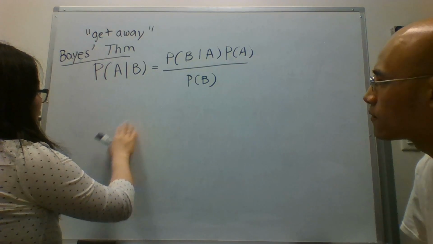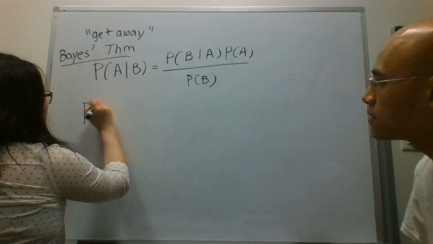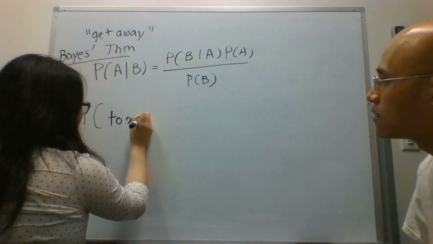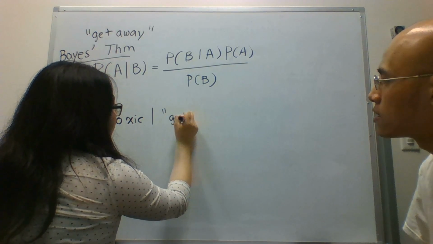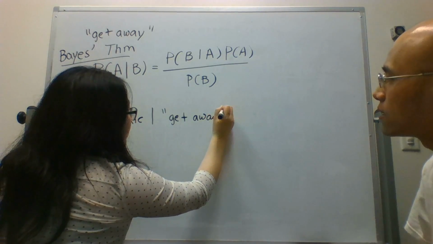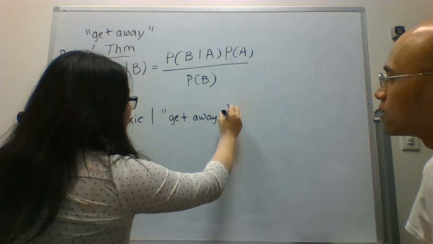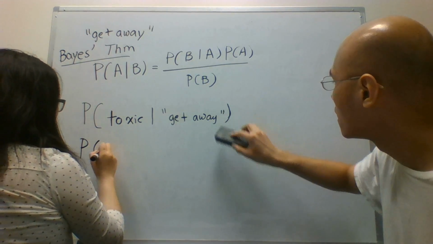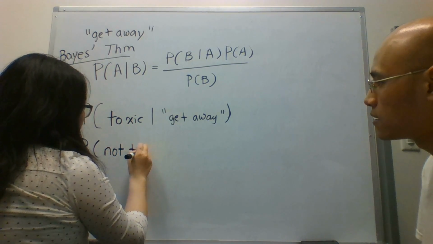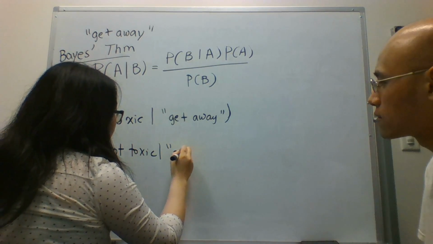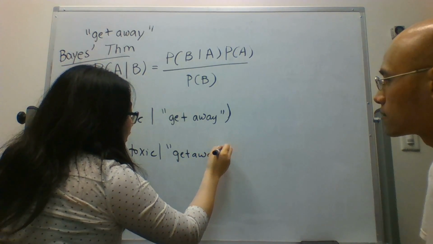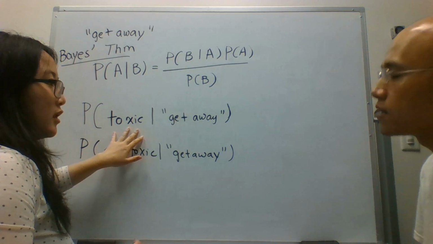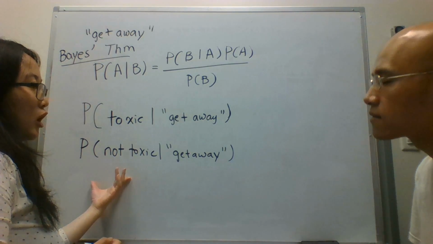Ultimately, what we are interested in is the probability of the phrase we encountered being toxic. So given the phrase "get away," we want to see what's the probability that it's toxic, and we want to compare this against the probability that "get away" is not toxic. If the first probability is larger, then it's fair that we classify "get away" as a toxic phrase. Otherwise, we classify it as not toxic.